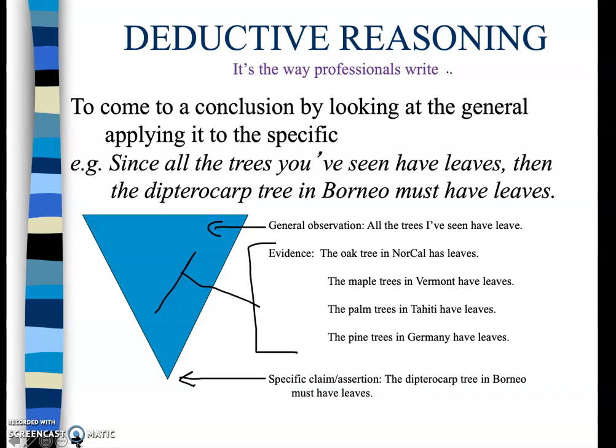So the general observation in that sentence is that all the trees I've seen have leaves. And then I had this evidence: an oak tree in Northern California has leaves, the maple trees in Vermont have leaves, the palm trees in Tahiti have leaves, and the pine trees in Germany have leaves. Based on all this evidence, that all the trees I've seen have leaves, therefore leads me to my specific claim, my specific assertion that, even though I haven't seen it, the dipterocarp tree in Borneo must also have leaves.